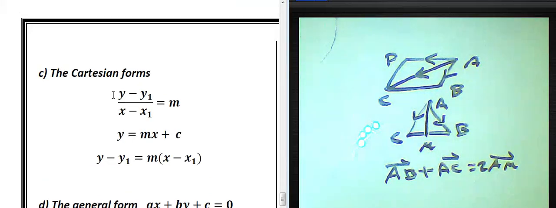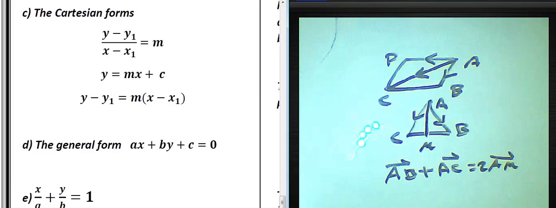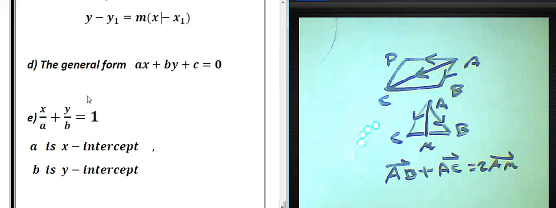And what about the Cartesian form? The Cartesian form is y minus y1 over x minus x1 equals the slope, and y equals mx plus a constant, or y minus y1 equals slope multiplied by x minus x1. And the general form is ax plus by plus c equals 0. We can also write the equation x over a plus y over b equals 1, where a and b refer to the x-intercept and y-intercept.